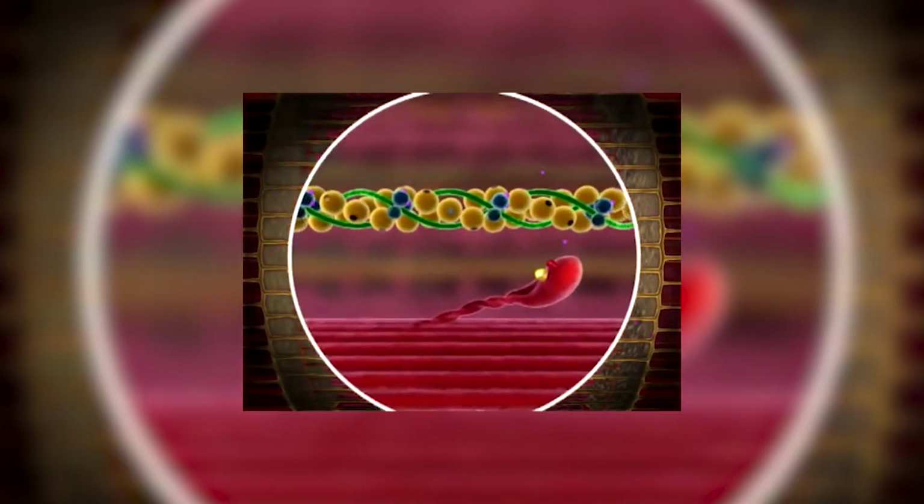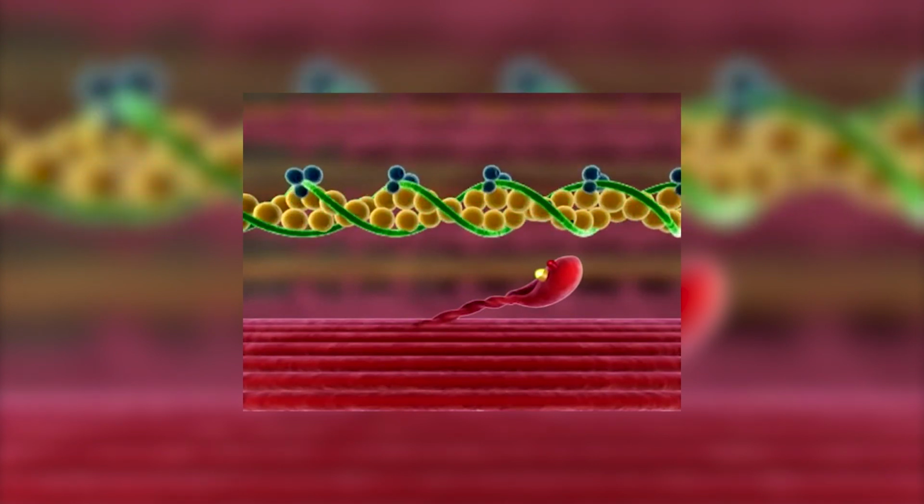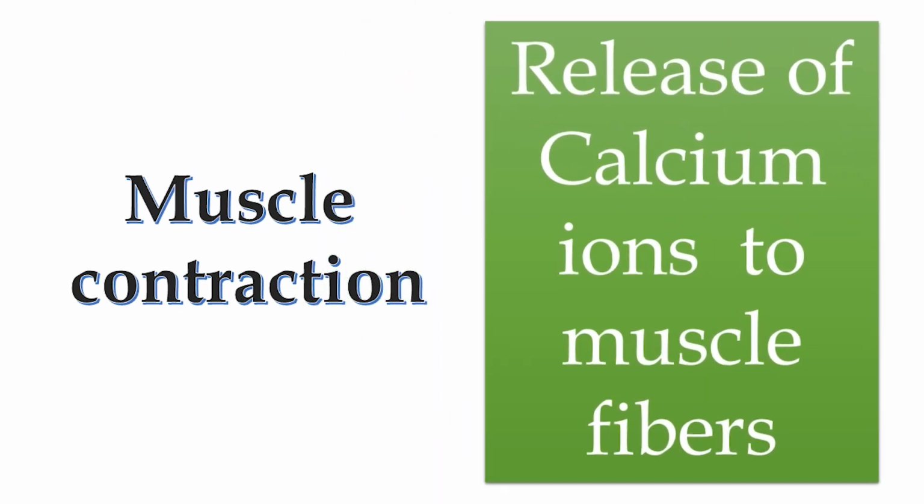The crossbridge cycle ends when the stimulation of the nerve cells stops and calcium ions are transported back to the sarcoplasmic reticulum. Troponin returns to its original shape. Tropomyosin glides over and covers the myosin binding sites on actin. This breaks the actin-myosin interaction. Remember that the whole process of muscle contraction started with the release of calcium ions to the muscle fibers.